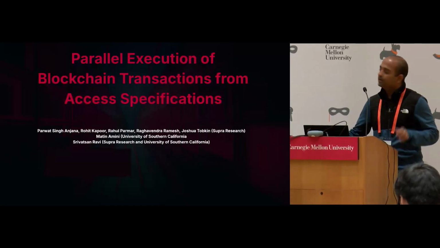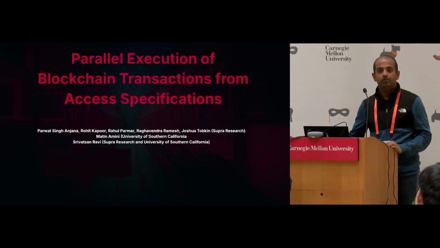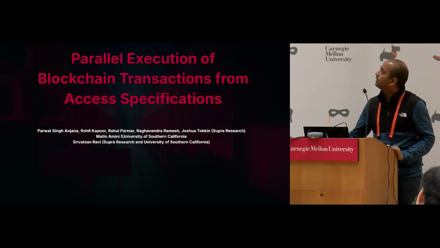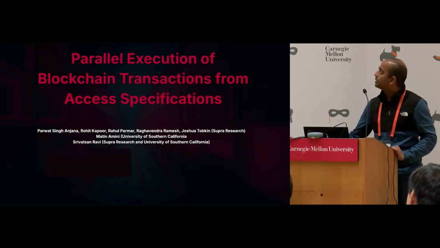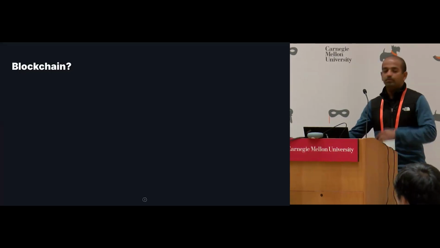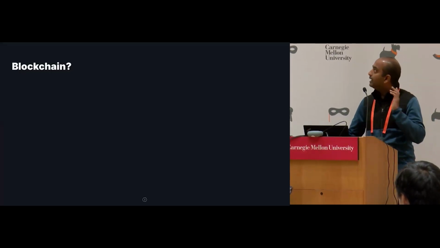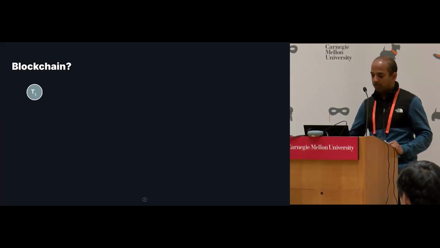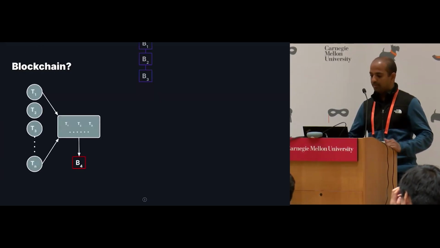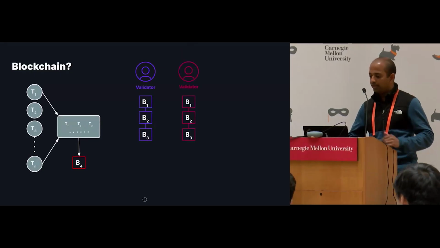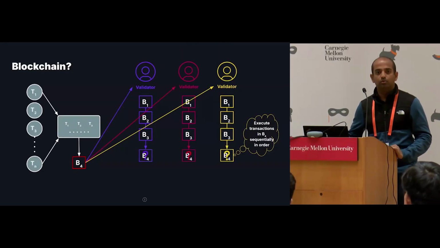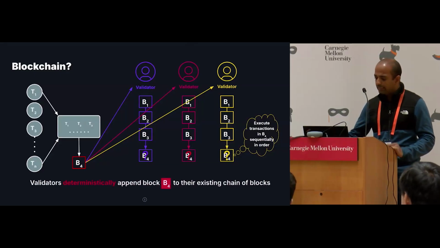So this talk is going to be in many ways about a classic Web2 question, a pure parallel execution problem. This is joint work with colleagues at University of Southern California and Supra Research. Just to revisit an elementary model of blockchain: you have a set of transactions that form a batch, and at some point a batch gets added to a validator node.